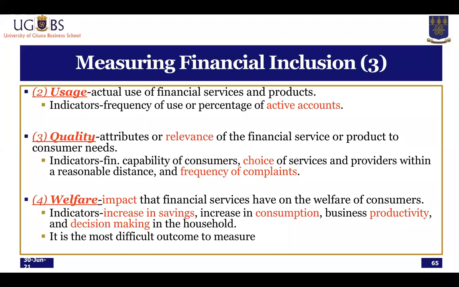So being able to use the particular service or commodity provided is one of the other dimensions that needs to be looked at. Now, frequency or percentage of active accounts. So having the account is one level. The account itself being active is a second level.